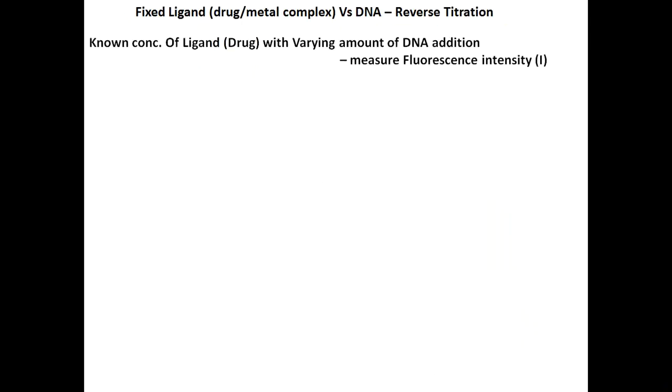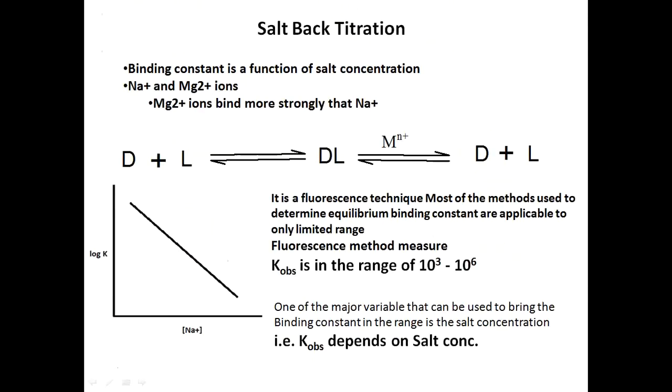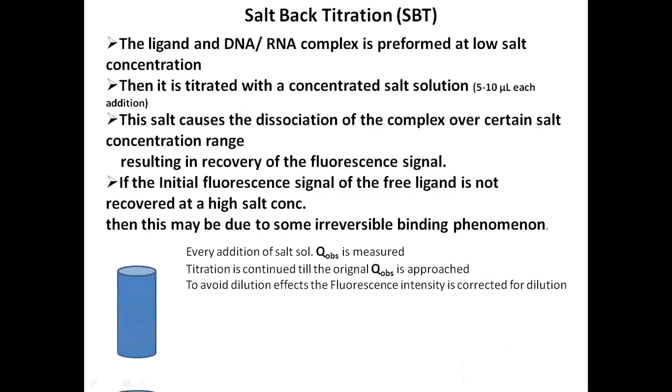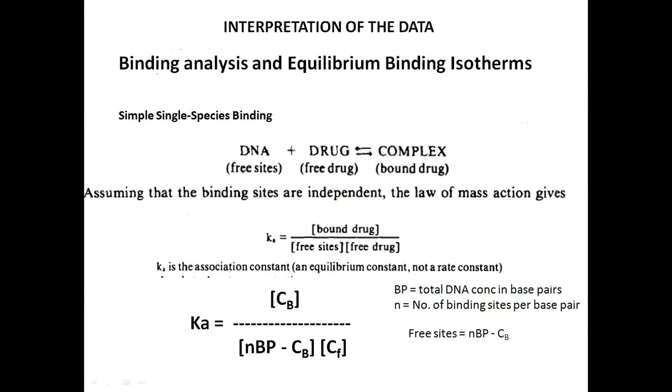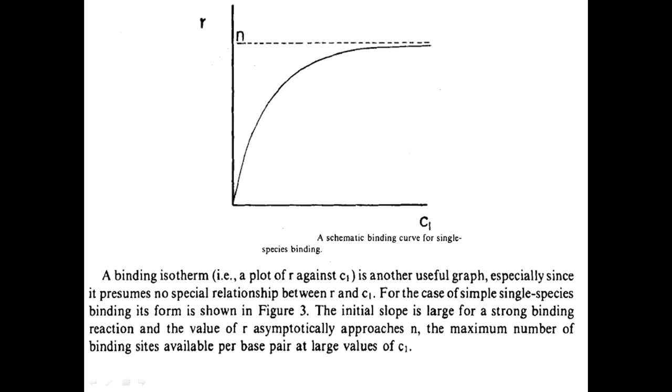Then we have seen the salt back titration method in fluorescence titrations, and we talked about how K obs is dependent on salt concentration, and the complete methods involved in salt back titration. Then we saw how the data is interpreted, and the different binding isotherms that can be plotted. We talked about the Scatchard plot and the Scatchard-Hausen plot.